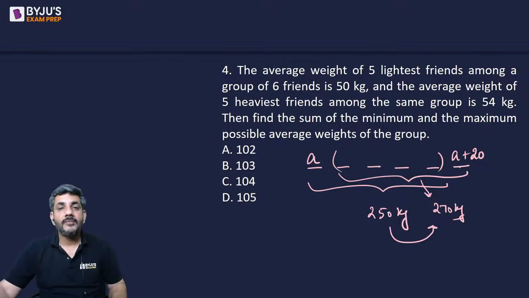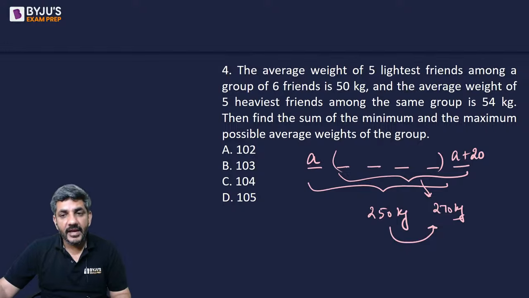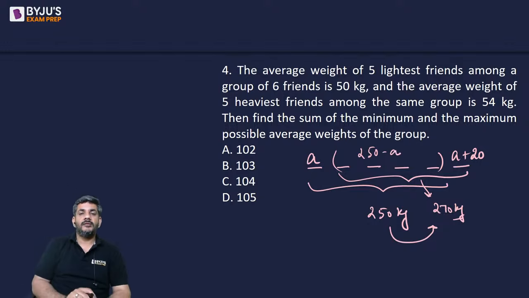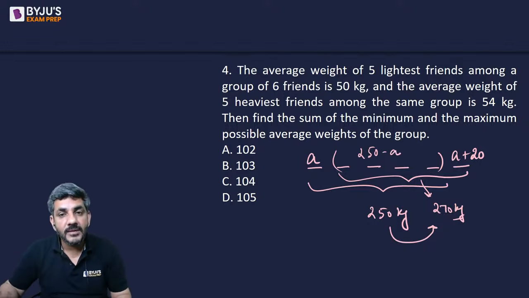Let's move ahead now. Now the point is, if this person's weight is A, this one's weight is A plus 20. Now the weight of these 5 people was 250 kg. This means the weight of these four people is 250 minus A. The total weight of these 4 people is 250 minus A.